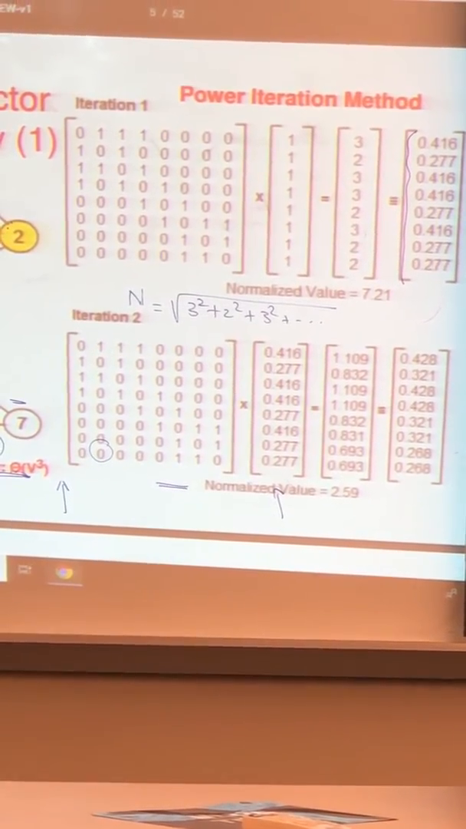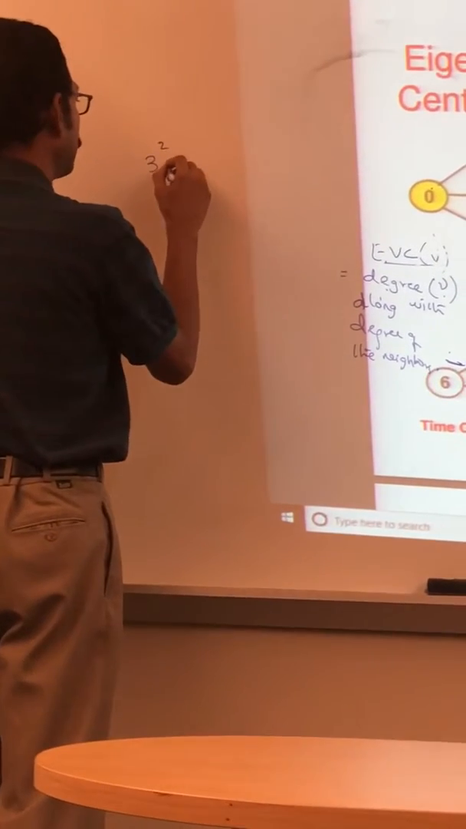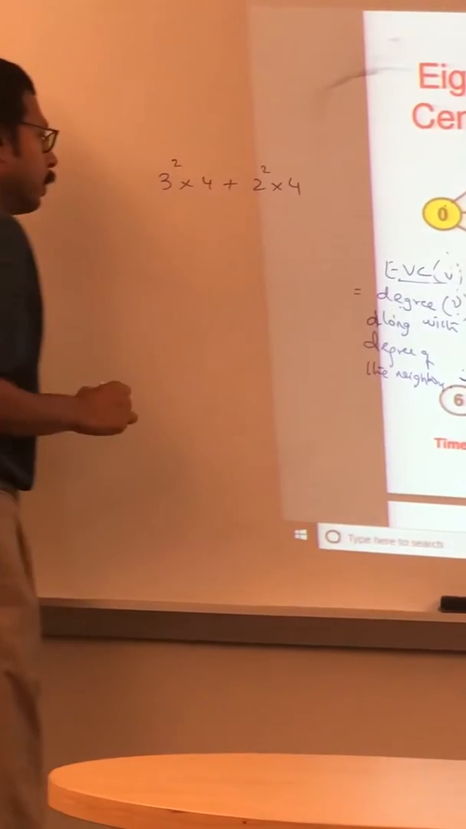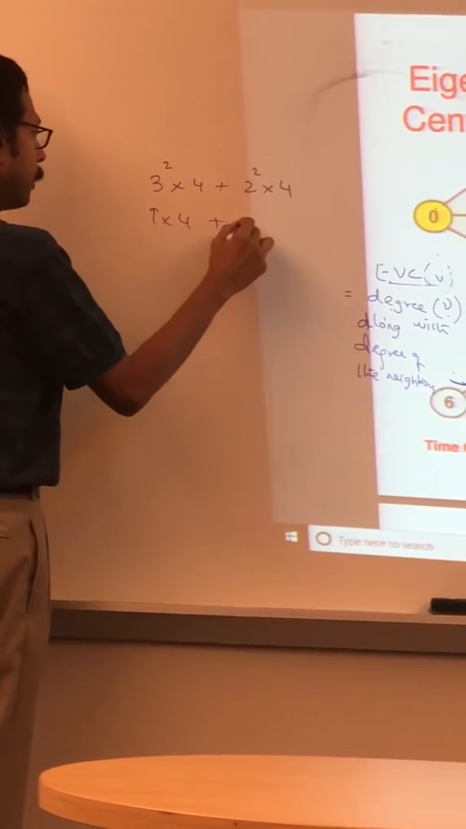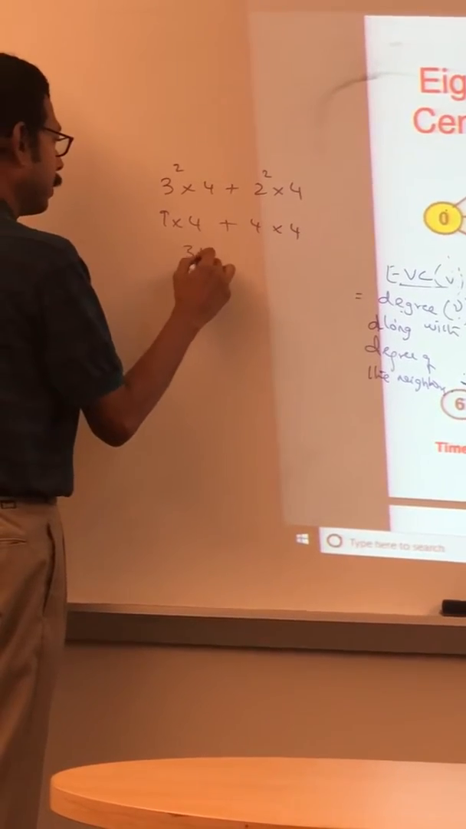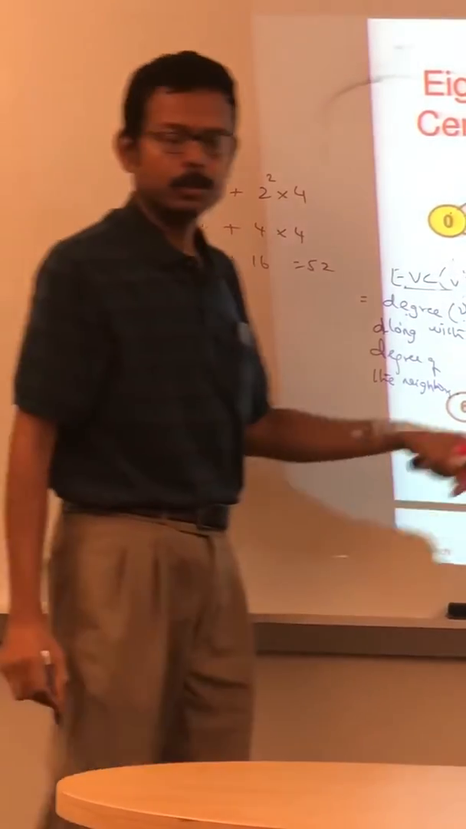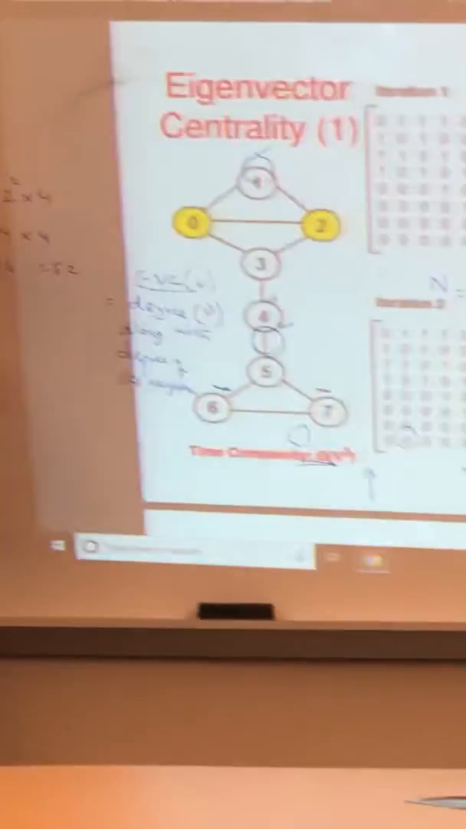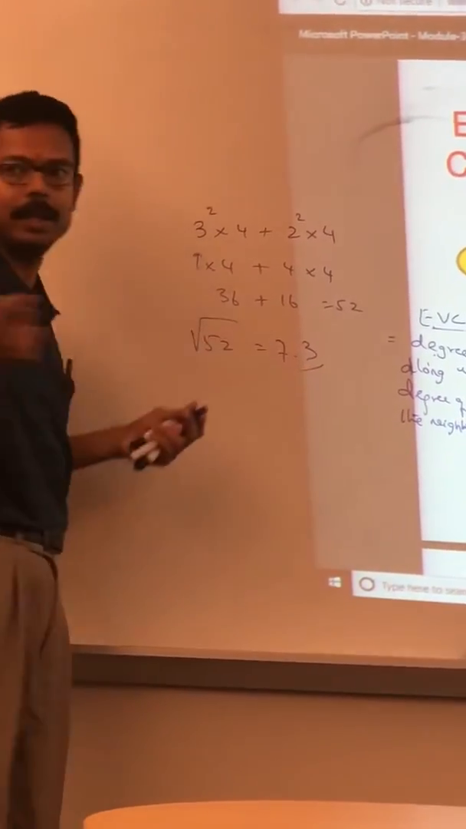Yes, good. So how many 3's are there? 4 3's, right? So it's 3 squared times 4 plus how many 2's? 4 2's. So it's going to be like what? 3 squared is 9 times 4 plus 4 times 4. So that's like 36 plus 16, 52. Right? So the sum of the squares is 52. Then take a square root of that. So square root of 52 is roughly around 7.3, let us say.